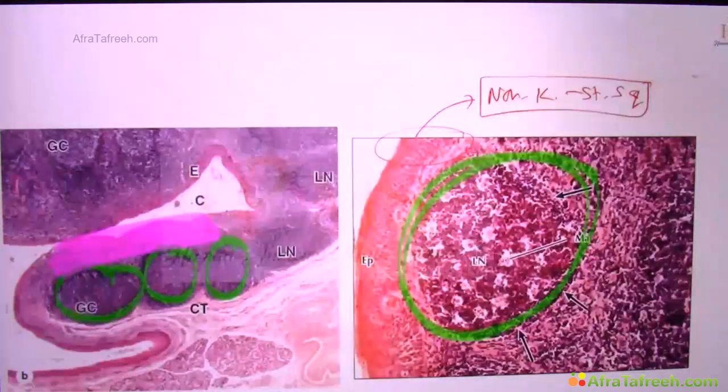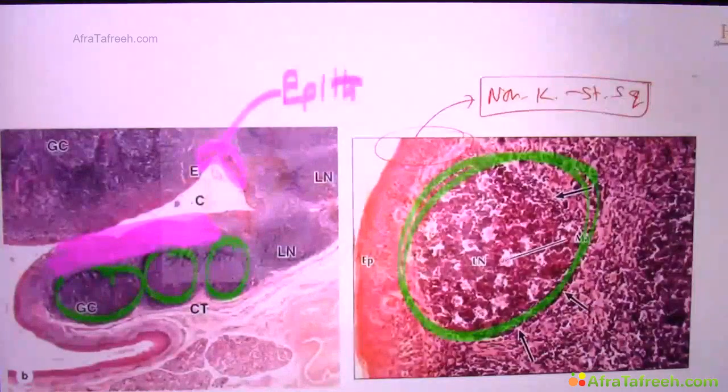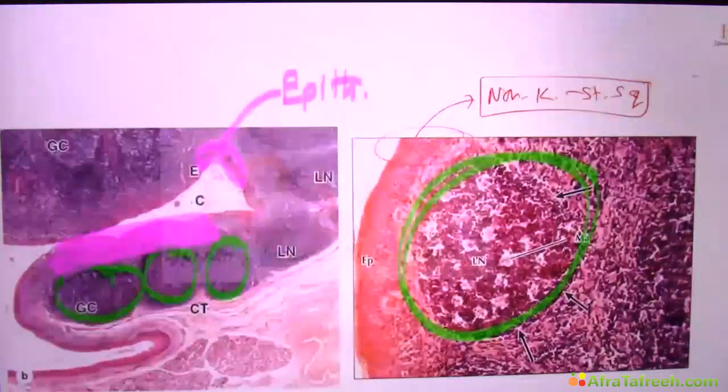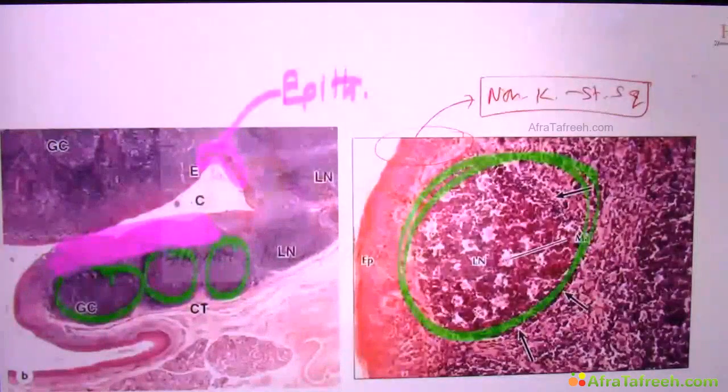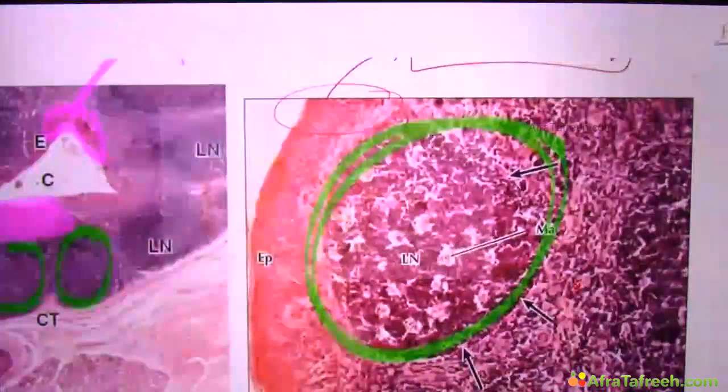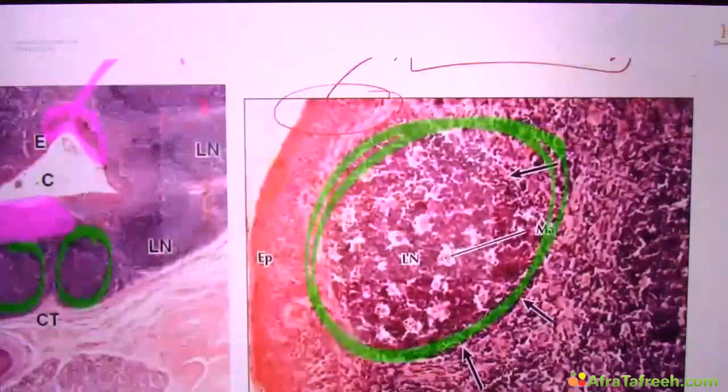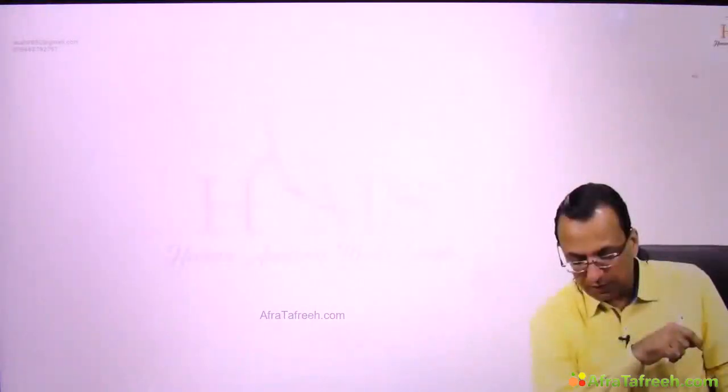Can you see this epithelium? That is the epithelium, which has been magnified here. Yeah, stratified squamous epithelium. This is how you identify tonsil. And what are these blue dots? Of course, all those blue dots are lymphocytes.